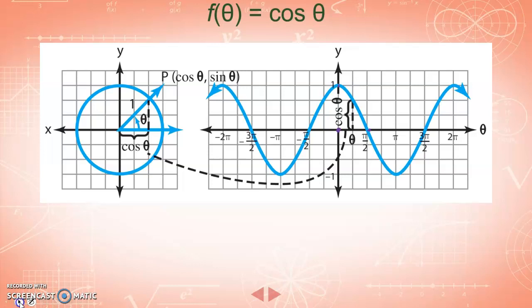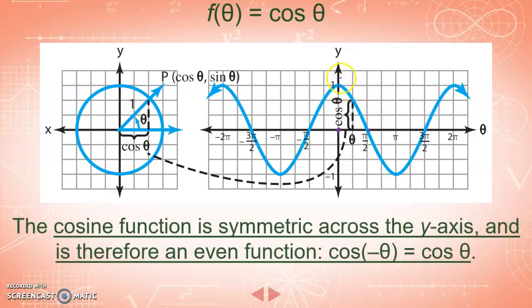If we're looking at the axis of symmetry here, we can see that the cosine function is symmetric across the y-axis. So just like a quadratic function, if you remember, quadratic functions are symmetric across the y-axis here. And the cosine function is symmetric across the y-axis, and it is therefore an even function. And in even functions, the cosine of a negative angle is equal to the cosine of the positive angle.